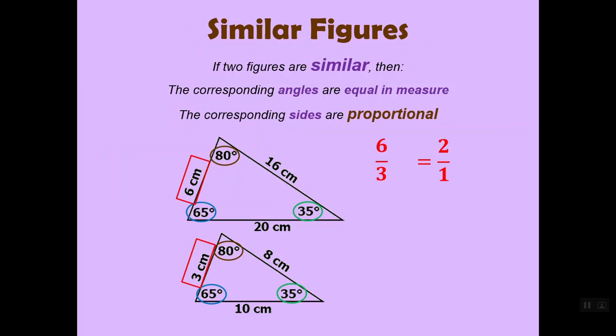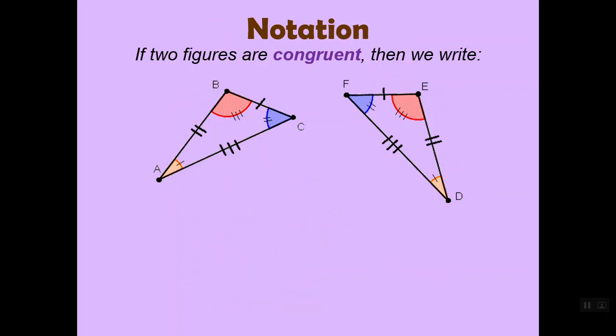Well, if we take another set of sides, big triangle over small triangle, 16/8, if we simplify that, you can see it comes out as the same exact ratio. And then our third ratio of sides also comes out to be exactly the same. Therefore, we can say that the sides are proportional because they all have the same ratio.